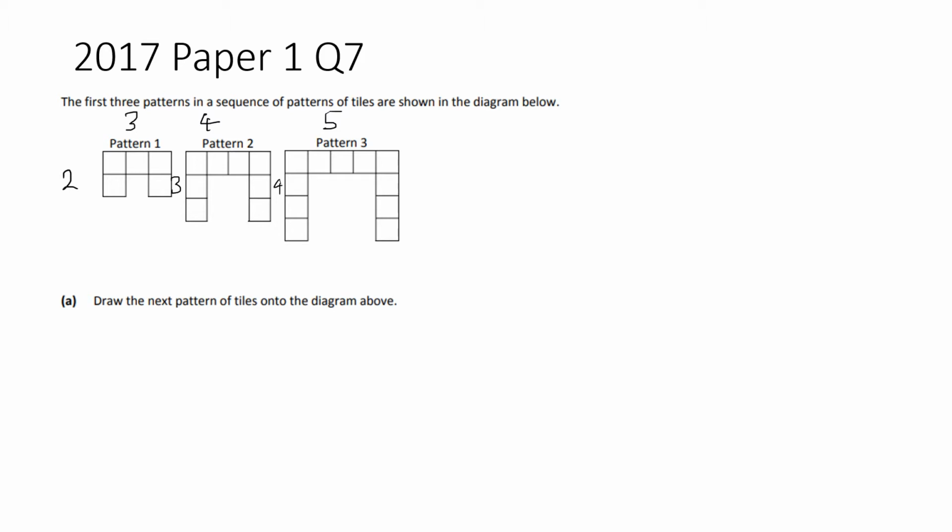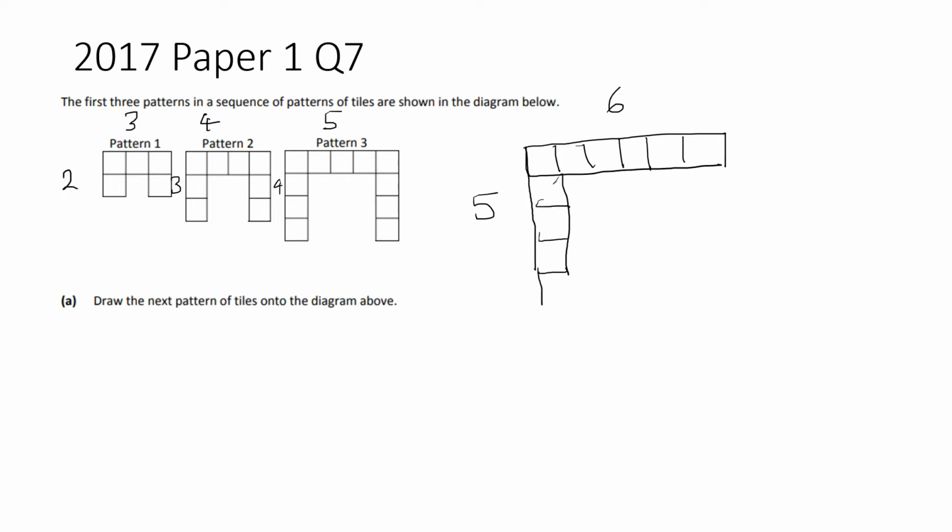The next pattern is obviously going to have 6 across. So 1, 2, 3, 4, 5, 6. Try and use a ruler and draw this as best you can, and then you would expect to have 5 going down. That's 1, 2, 3, 4, 5. Now use a ruler as best as you can. And that's your next one.